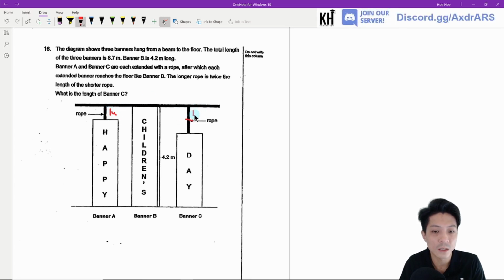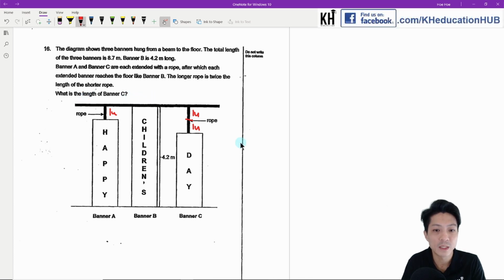So you can treat this like 1 unit, 1 unit, and 1 unit. What is the length of banner C? That means we need to find the length of C.